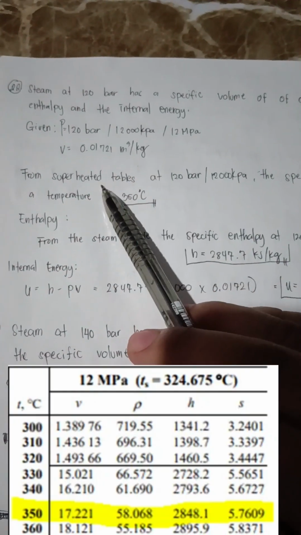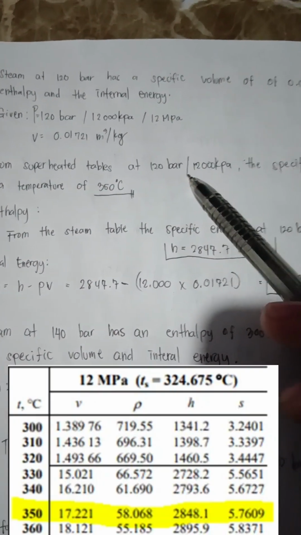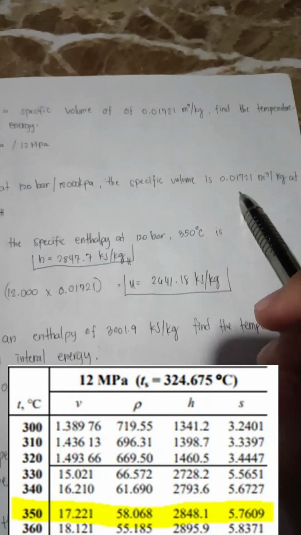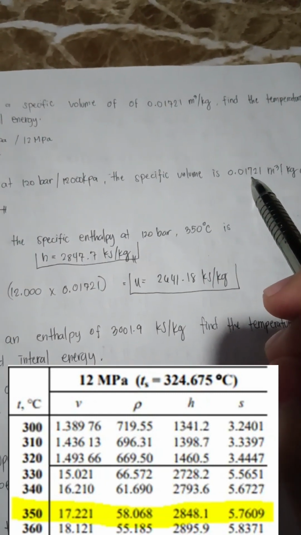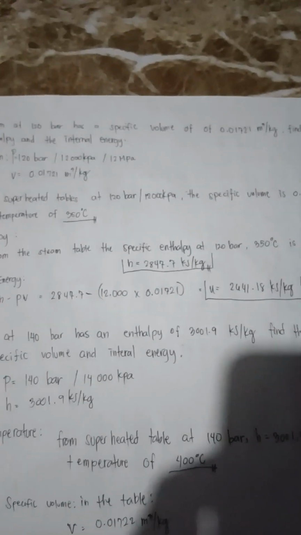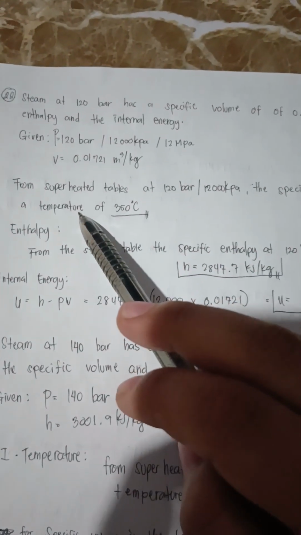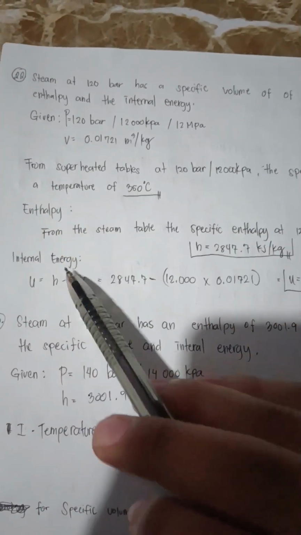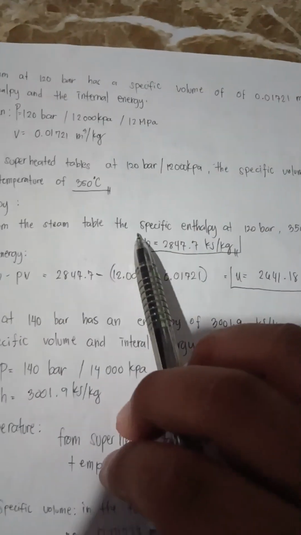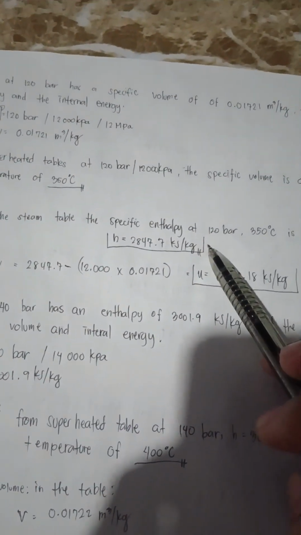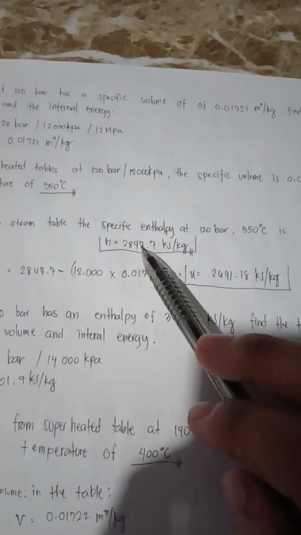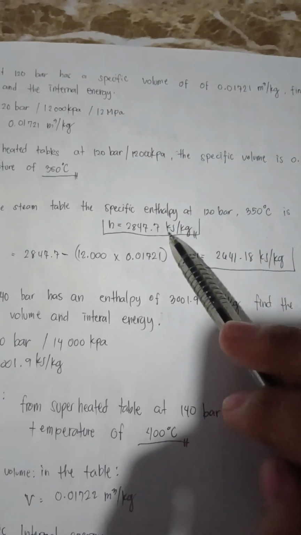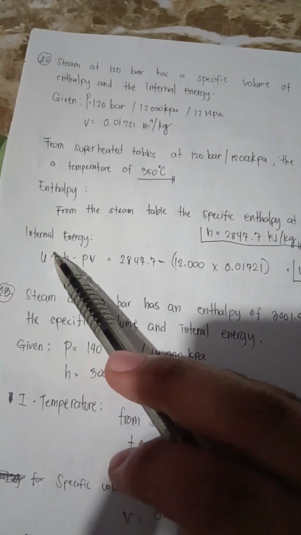From the superheated tables, at 120 bar or 12,000 kilopascal, the specific volume is 0.01721 cubic meter per kilogram at the temperature of 350 degrees Celsius. And based on the steam table, the specific enthalpy at 120 bar and 350 degrees Celsius is equal to 2847.7 kilojoules per kilogram.